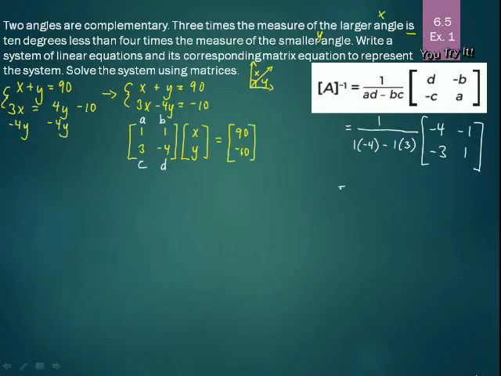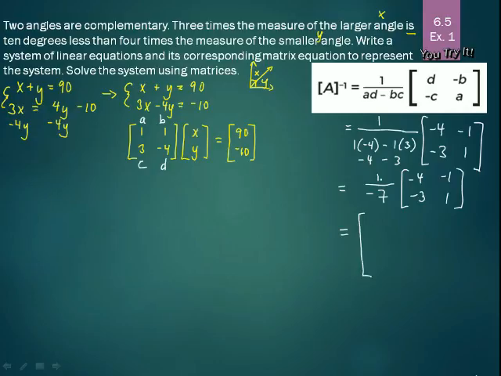And so then simplifying this out, then we'd have 1. And then on the bottom, 1 times negative 4 is just negative 4. And then negative 1 times 3, that's just minus 3. So negative 4 minus 3 gives us negative 7. And so it'd be 1 over negative 7 times our matrix.